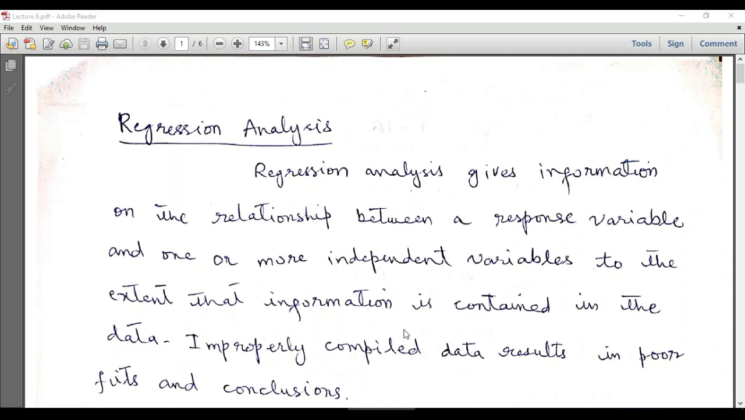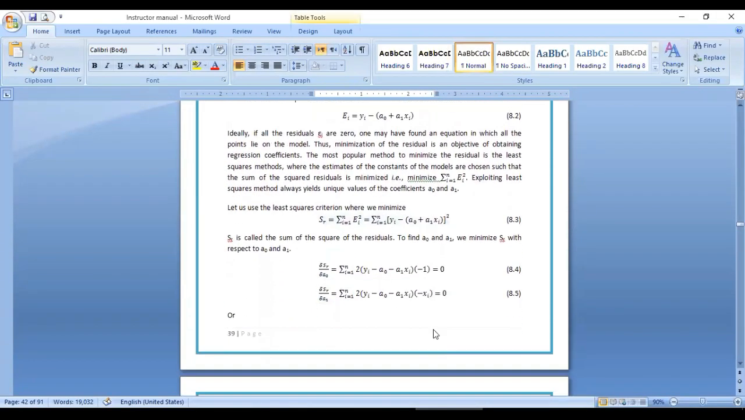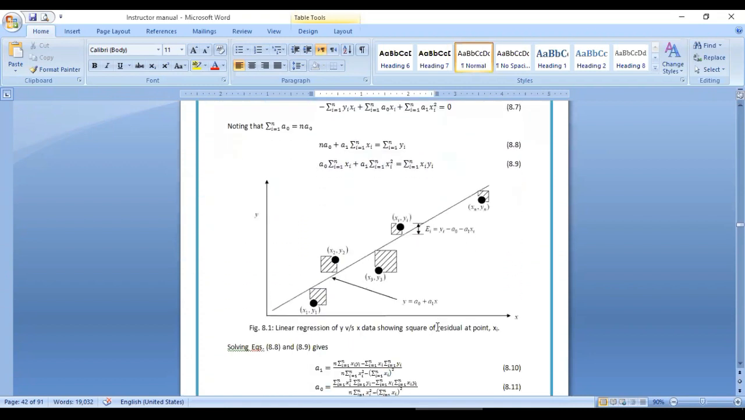So basically, the purpose of performing the regression analysis is to find the best mathematical function which matches the experimental data. For example, in this plot, you can see that these are the experimental data points, and we have to find out a mathematical function that best fits this experimental data. And after evaluating that mathematical function, we can plot it, and by looking at the plot, we can examine the suitability of that mathematical model.